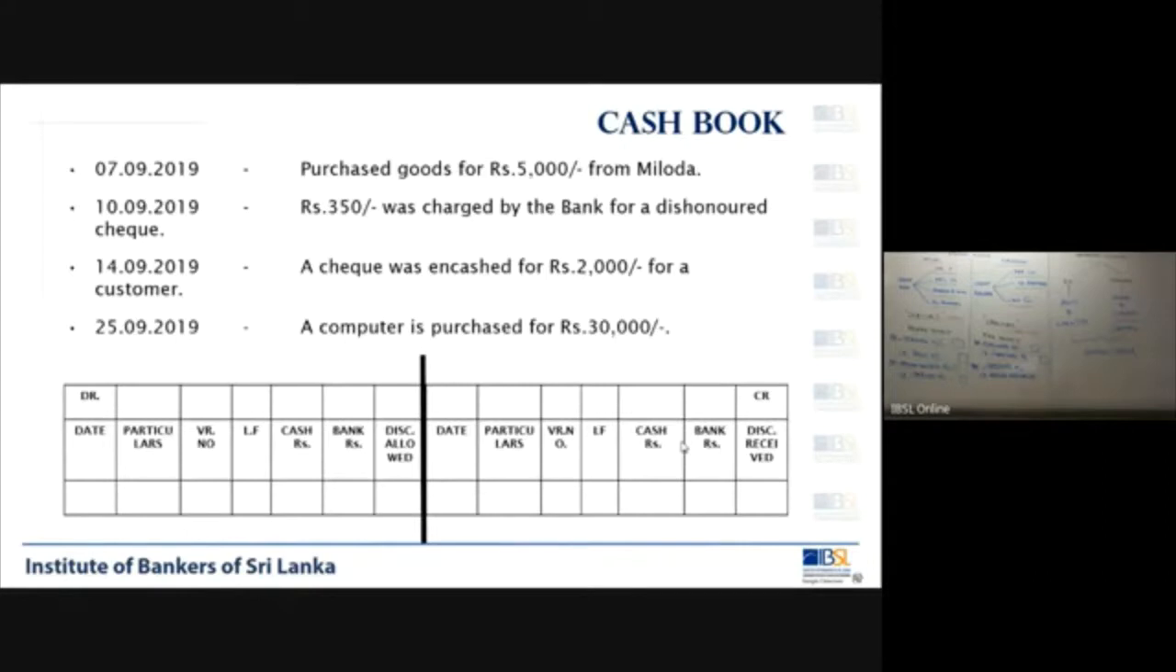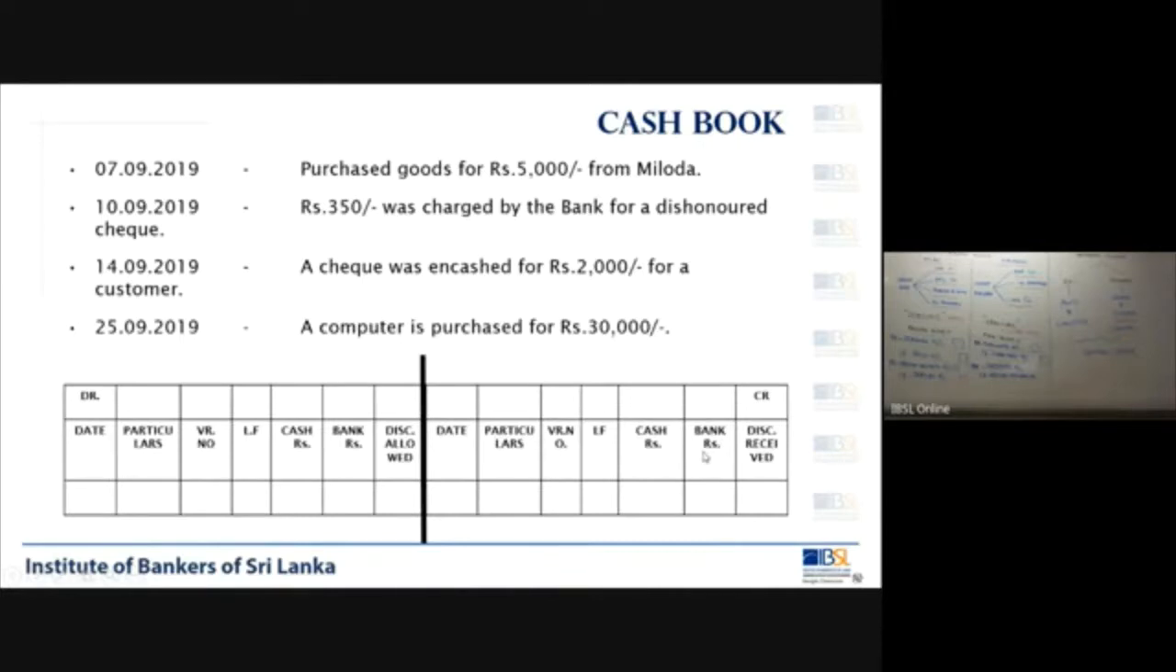Similarly, then on the right side, again, you will see the same columns are repeated. Date column, particulars, voucher number, ledger folio, and again you get the cash column and the bank column. So anything that you receive, when you receive cash, you will go and record it here. Anything that you receive into your bank account, you will record it here. Any payment that you make in the form of cash, you will record it here, where I am showing you with the mouse pointer. Anything that you pay out from your bank account will be recorded here.